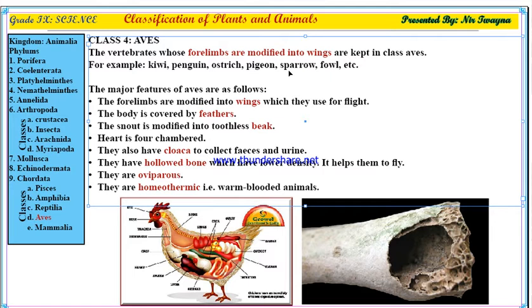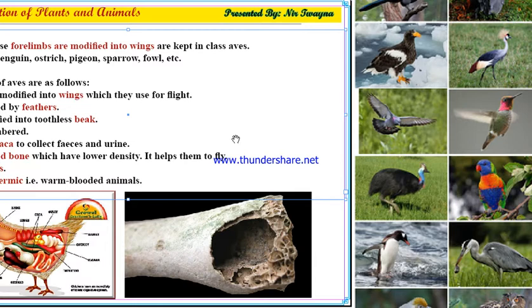Understood? Now in case of penguin, their forelimbs are modified for swimming, not for flying. Okay? Have a look at some birds here.